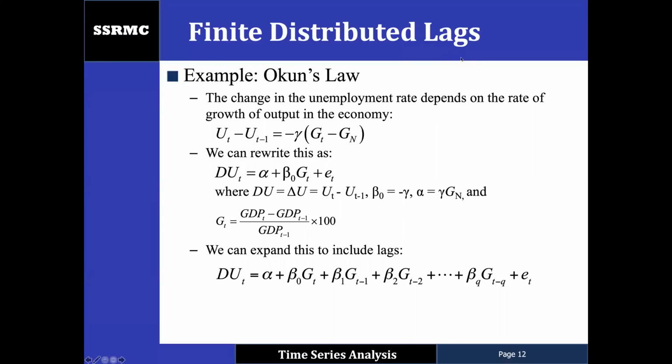Now let's use an example to illustrate how to estimate a finite distributed lags model. The example that we're using now is Okun's law. It basically models the relationship between unemployment rate and GDP growth. So the relationship is specified as in this model.